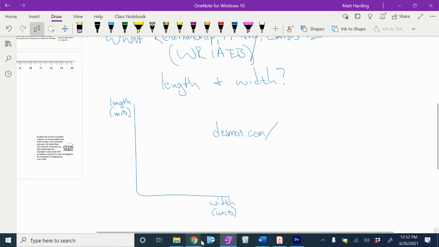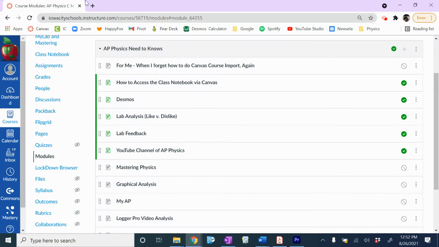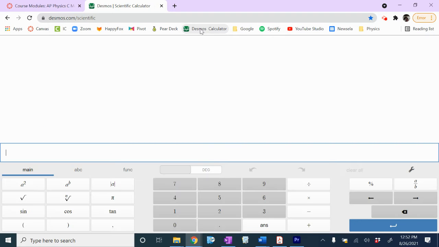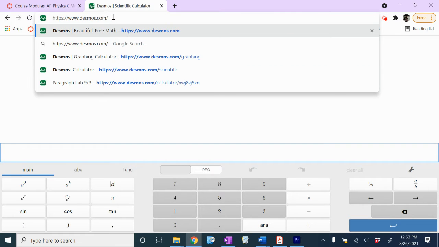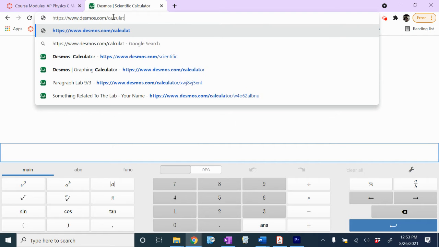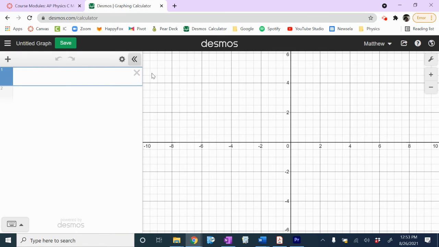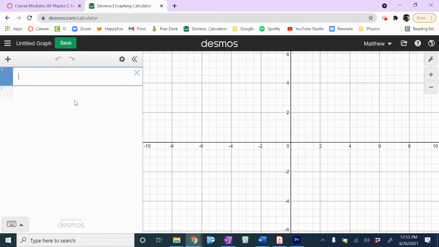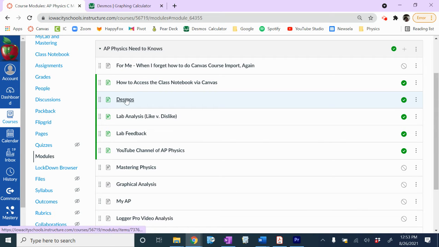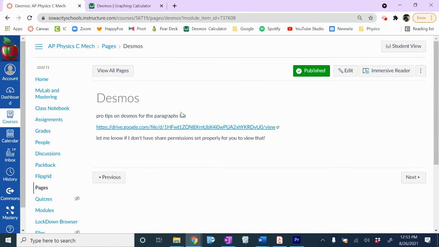Desmos.com. What do we say here? See, this is dumb because to go to the calculator, I actually go to scientific. But then if I want to graph, you would think go to graph. No, you go to calculator. Yep, there we go. That's what we want. Desmos.com/calculator. If you are not very familiar with Desmos, again, that is back on the module here. You can go to the Desmos. I got a little video action there for you.